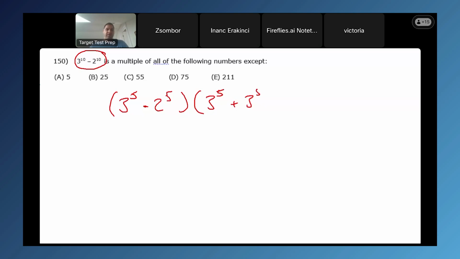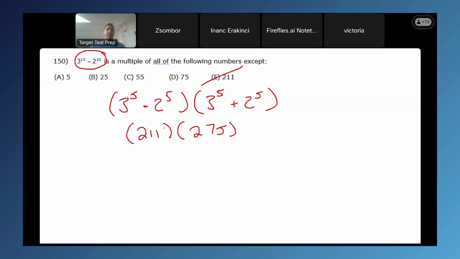And same deal, you're going to get some obvious answer choices here, right? So 3 to the 5 is going to give us 243, right? 2 to the 5 is going to give us, or excuse me, we have to subtract them. 243 minus 32. And that's what I mean by obvious answer choices. That becomes 211. And then 3 to the 5 again is 243 plus 2 to the 5, which is 32, is going to give us 275.